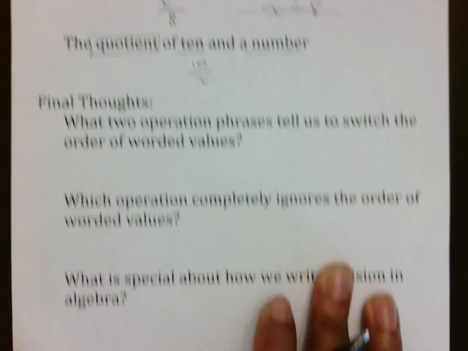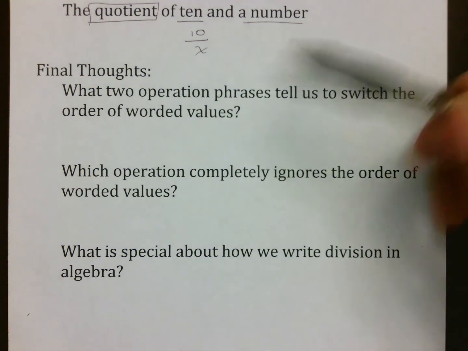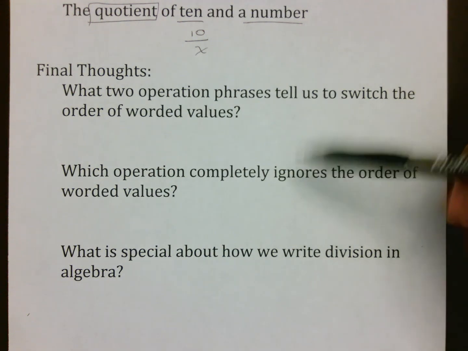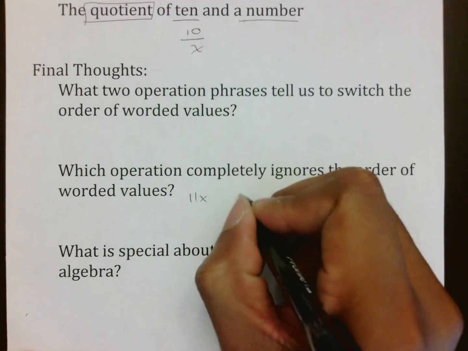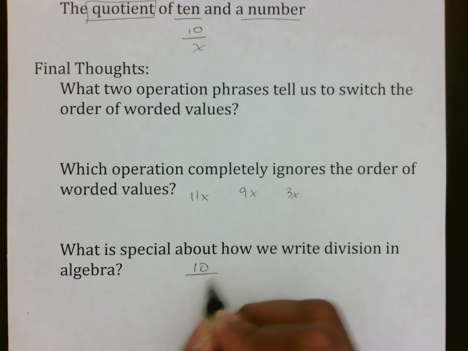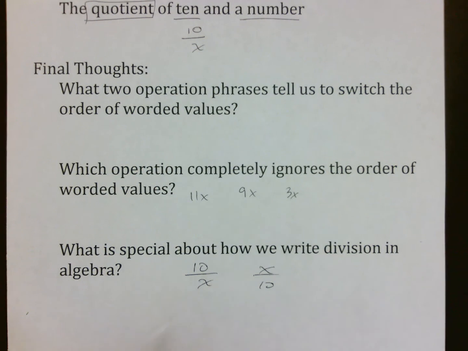So your final thoughts on this are: what two operation phrases tell us to switch the order? You've got to make sure you know that. Hopefully you recognize those two words. Also, which operation completely ignores the order of ordered values is important. And what's special about how we write division. What you should be thinking as you go through this is that "more than" and "less than" are the two phrases that switch it. The order of ordered values does not matter in multiplication, because remember, in multiplication we always put number first, variable second, and division is written as a fraction, either 10 over x or x over 10. Remember, whatever is stated first goes on top, whatever is stated second goes on the bottom.